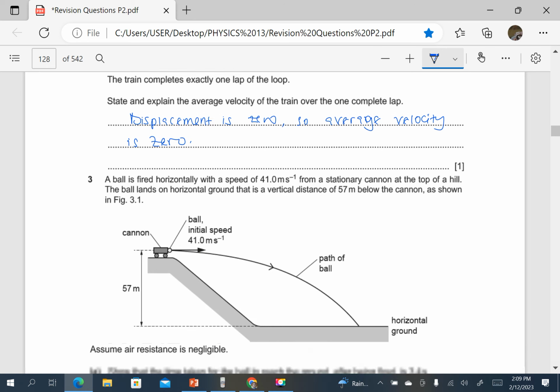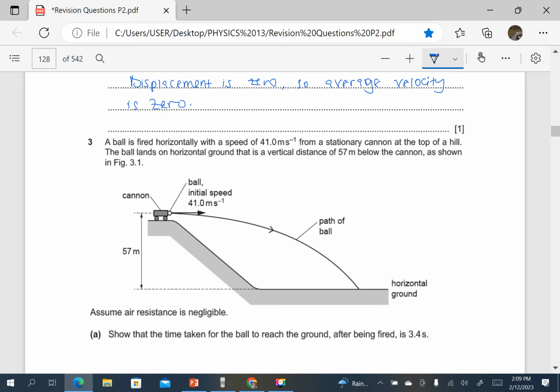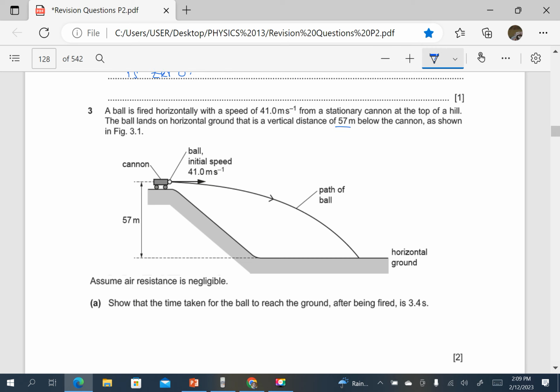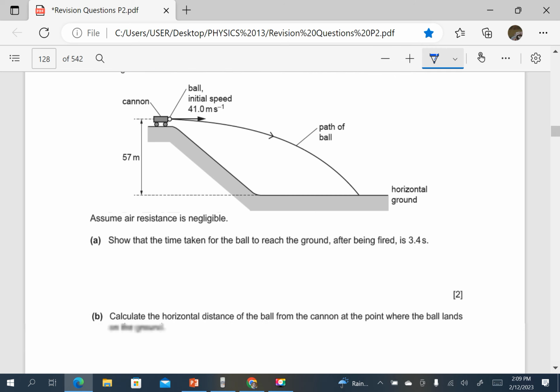The ball is fired horizontally with a speed of 41 meters per second from a stationary cannon at the top of a hill. The ball lands on a horizontal ground and is a vertical distance 57 meters below the cannon as shown in the figure. Assume air resistance is negligible. Show that the time taken for the ball to reach the ground after being fired is 3.4 seconds.